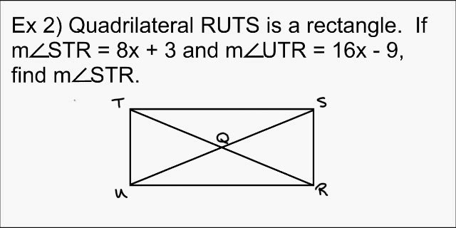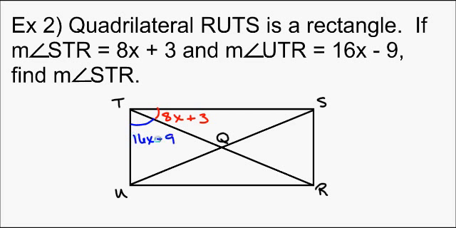Example 2. Quadrilateral RUTS is a rectangle. If the measure of angle STR equals 8x plus 3, so STR is right here, this is 8x plus 3, and the measure of angle UTR, so that's here, is 16x minus 9, find the measure of angle STR. So we want to actually find that as a number.